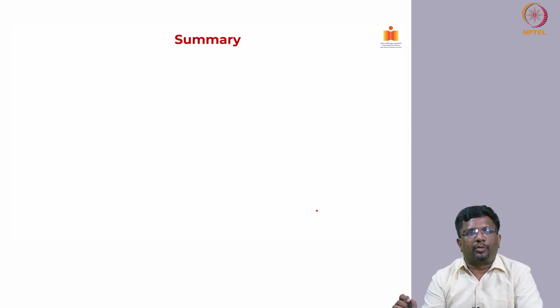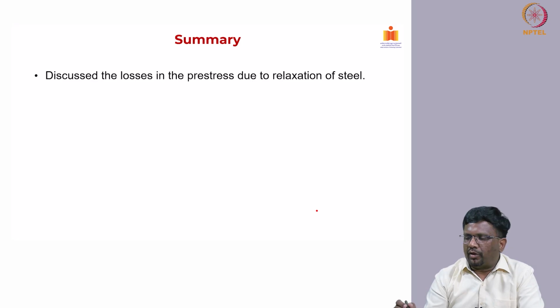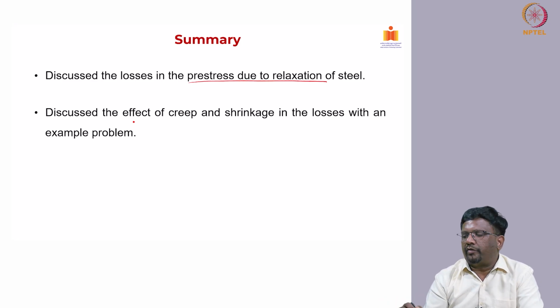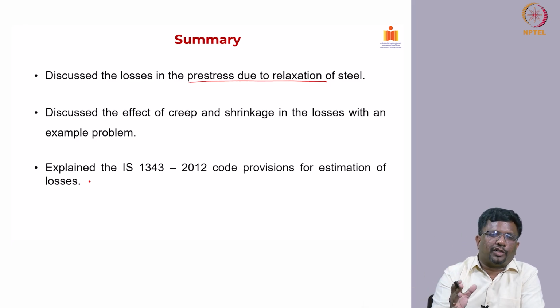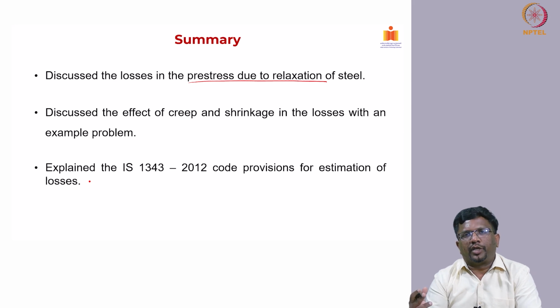So let's summarize whatever we have discussed. We have discussed the losses in pre-stress due to relaxation of steel, and we have discussed the effect of creep and shrinkage in the losses with an example problem. We also explained the IS 1343 code provisions for estimation of the losses, and how you can use the table values or the equations. Usually when you use the equations, you tend to get a more accurate and less conservative estimation of your losses.